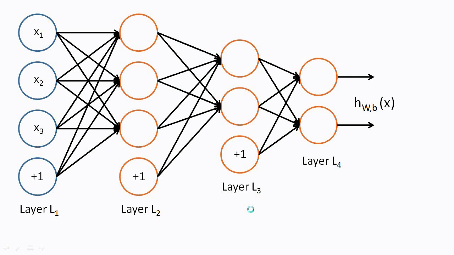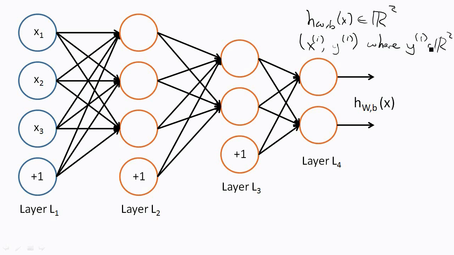By using a different pattern of connectivity, here's a different neural network that you can get, where again the leftmost layer is our input layer, and now layers L2 and L3 are both hidden layers. So this is a network with two hidden layers, and layer L4, our final layer, is our output layer. This neural network has two output units, and so it is outputting values h_{W,b}(x) that are in R^2. Okay, and so in order to train this neural network, you would need training examples (x^(i), y^(i)), where the values you're trying to predict, y^(i), are also going to be in R^2.